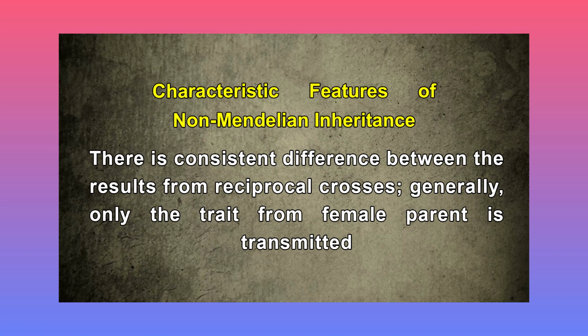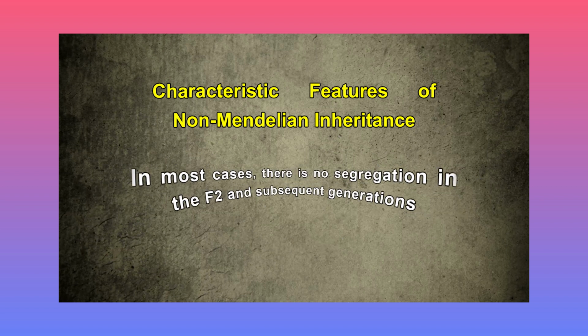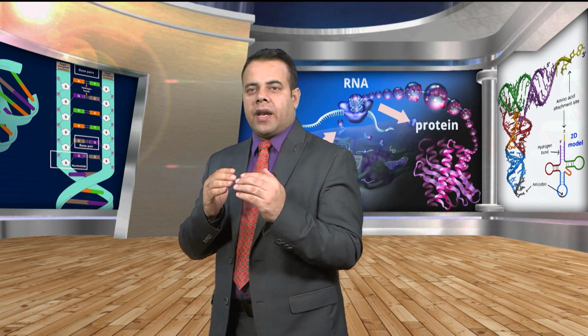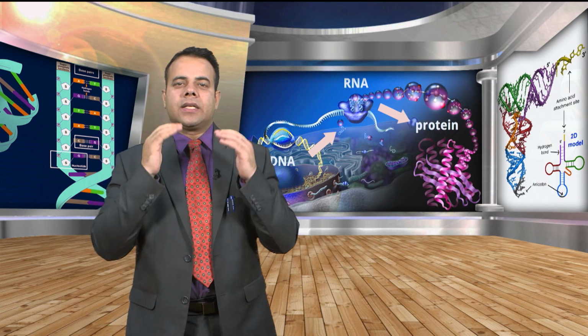In such cases, the following characteristic features are observed. One, there is a consistent difference between the results from reciprocal crosses. Generally, only the trait from the female parent is transmitted. Second, in most cases there is no segregation in the second filial generation, or F2 generation, and subsequent generations. Hence, non-Mendelian genetics involves the pattern of inheritance that does not follow Mendel's laws. It describes the inheritance of traits linked to a single gene on chromosomes.